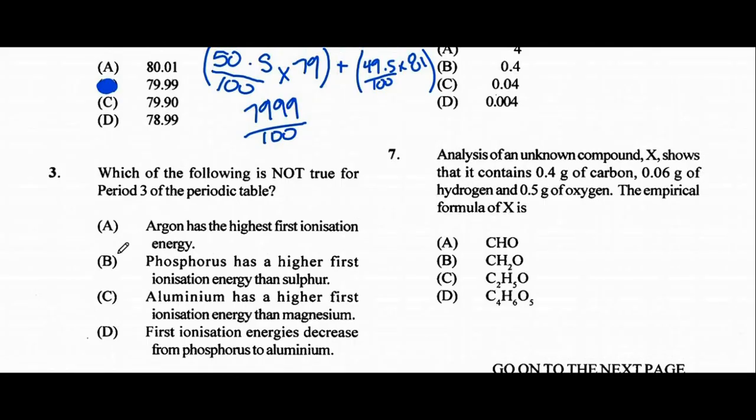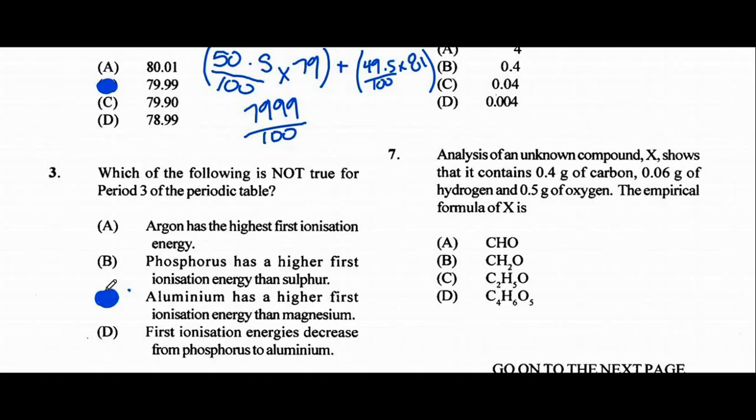Alright, number 3. I'm going too far down. Which of the following is not true for period 3 of the periodic table? Argon has the highest first ionization energy. Phosphorus has a higher first ionization energy than sulfur. Aluminum has a higher first ionization energy than magnesium, or first ionization energies decrease from phosphorus to aluminum. Right, the answer to 3 is C. Aluminum does not have a higher first ionization energy than magnesium.